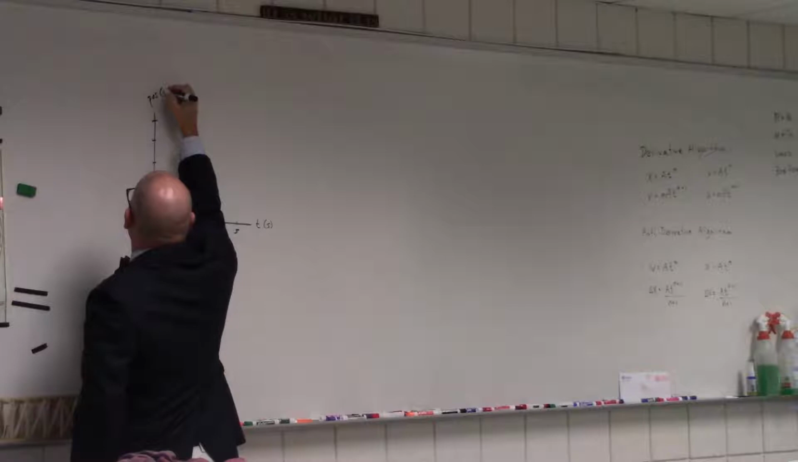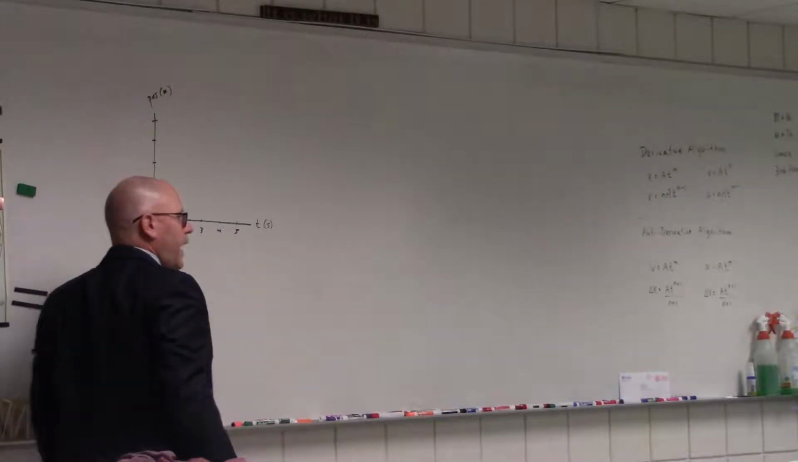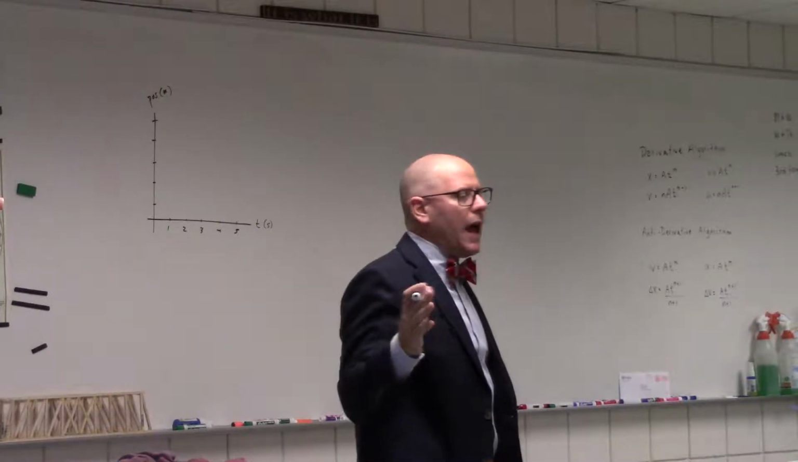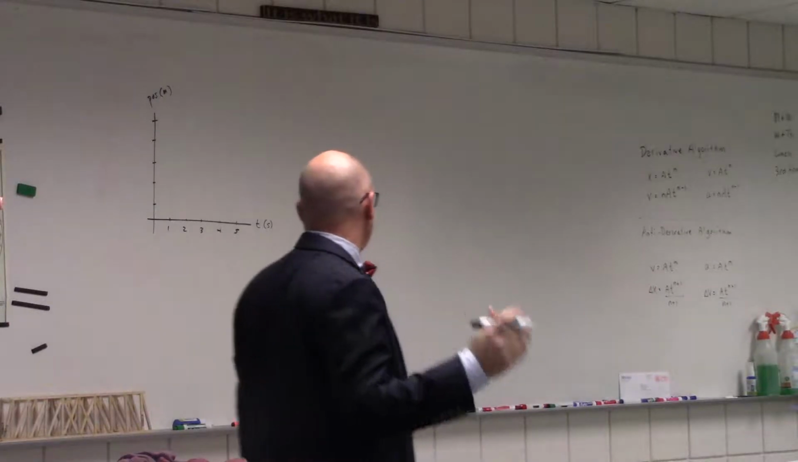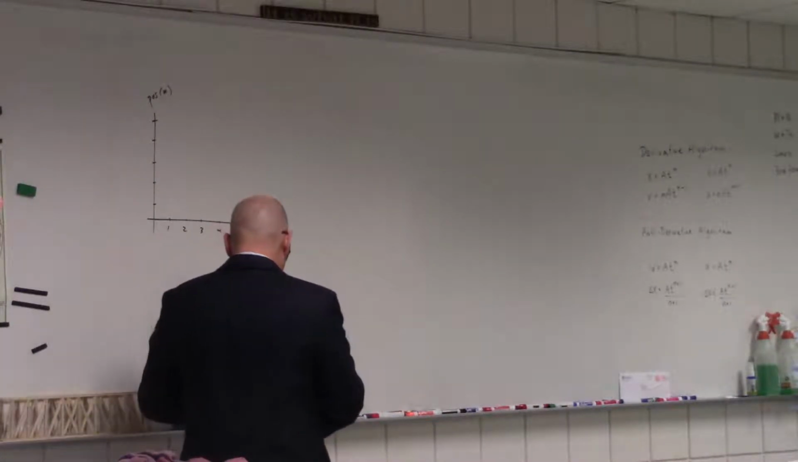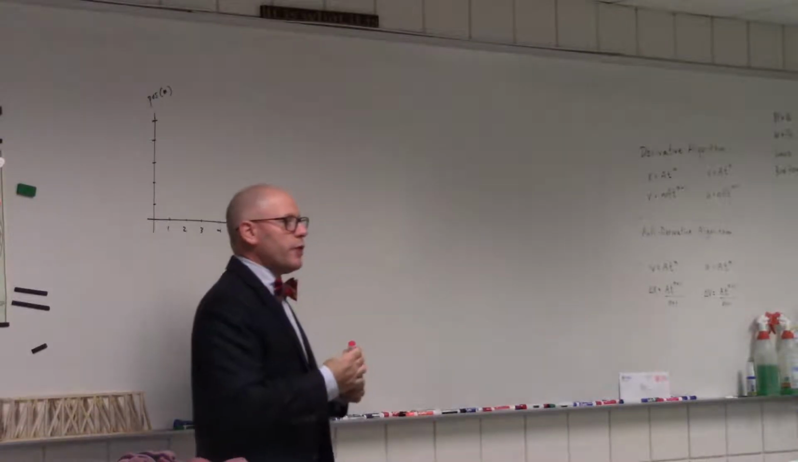Now it probably says X for position, but the X means position. I know it's confusing. We're just going to get over it. Is that all right? All right. Because it's a position graph, I'm going to do it in red.